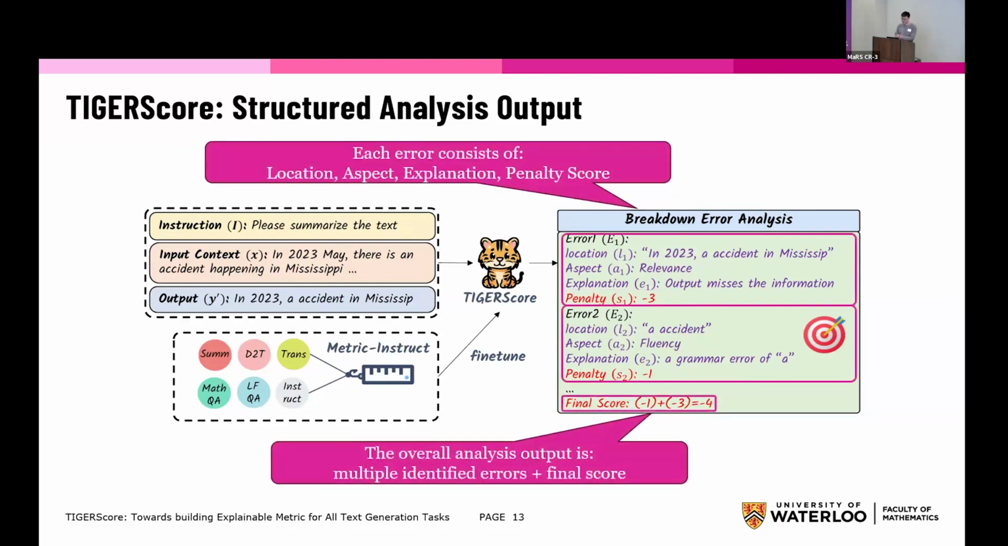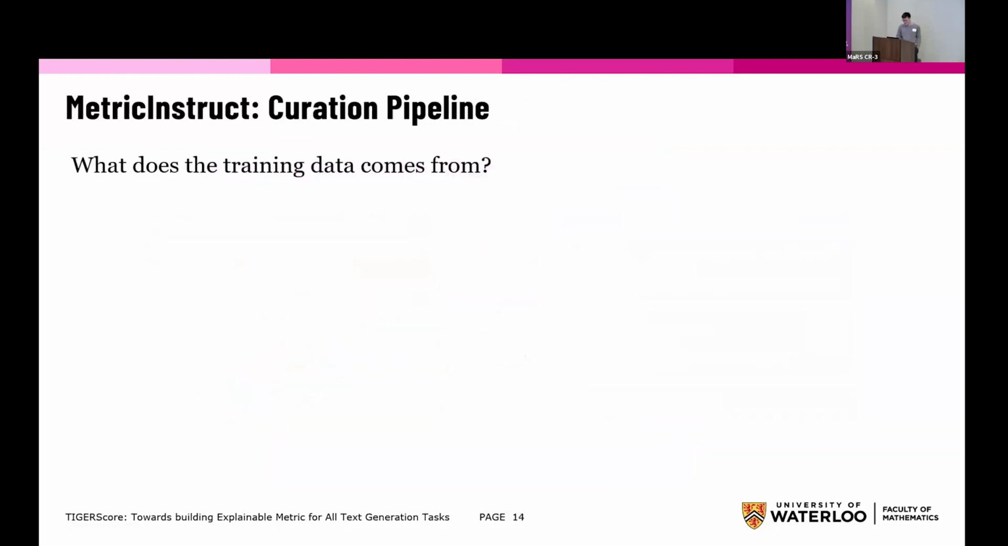Yep. The structured analysis output is another thing. Each error actually consists of a structured analysis. It contains location, aspect, explanation, and penalty score, and we compute the overall final score by summing up all the penalties. Yeah, the next section is MetricInstruct.